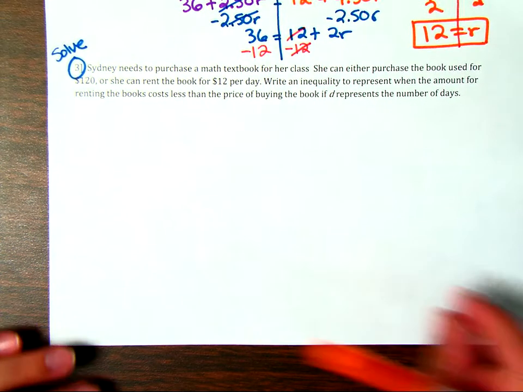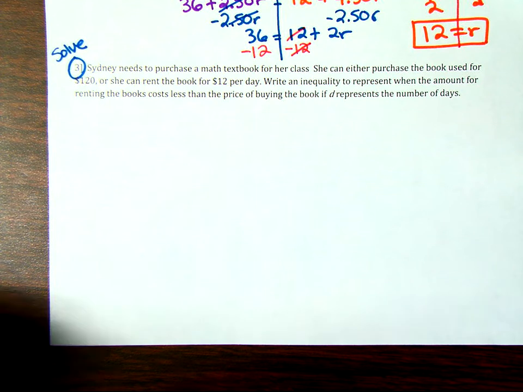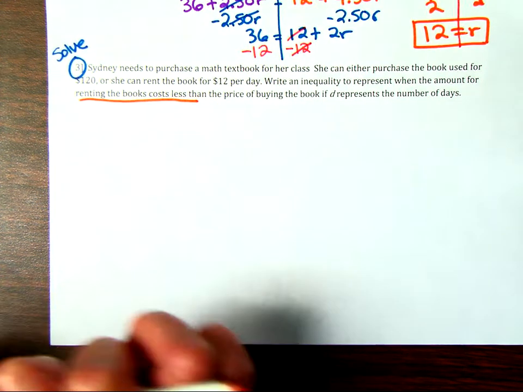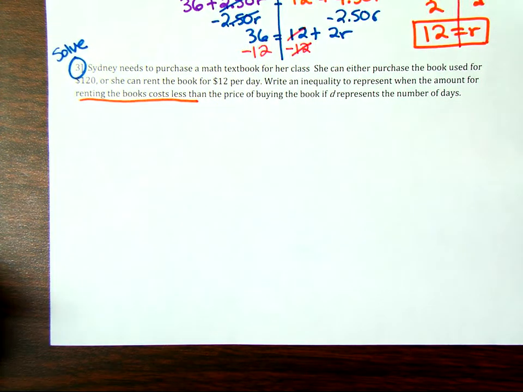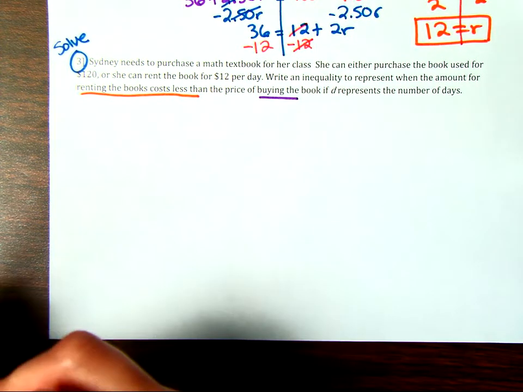It says, Sydney needs to purchase a math textbook for her class. She can either purchase the book used for $120 or she can rent the book for $12 per day. Write an inequality to represent when the amount of renting the books costs less than buying. So we're going to compare renting to buying. And they're letting the letter D represent the number of days.